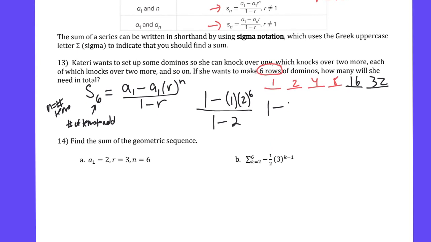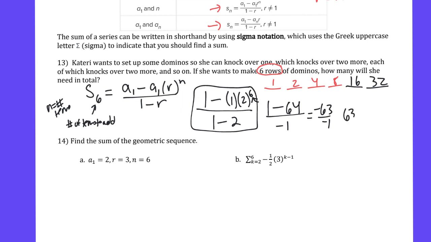Sorry, I need a pen. 64 over 1 minus 2, that's -1. So that would equal -63 over -1. You can put the whole thing in your calculator as long as you're careful to use parentheses. Make sure you put this power outside the value of r. And you get 63. So if you add up these values right here, you would get 63 dominoes.